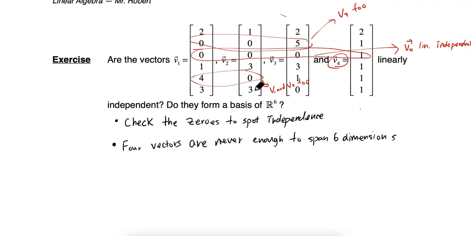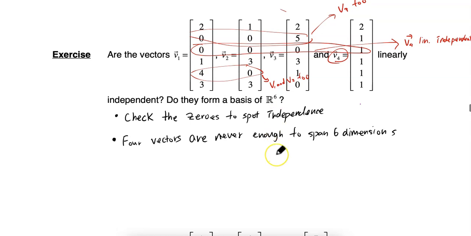Secondly, do these vectors form a basis of Rn? The answer is no. Of R6, sorry. The answer is no. This, I think, is quite intuitive. If we have 6 dimensions, we need 6 vectors to span such a space.